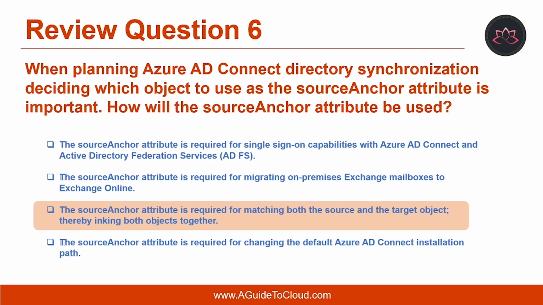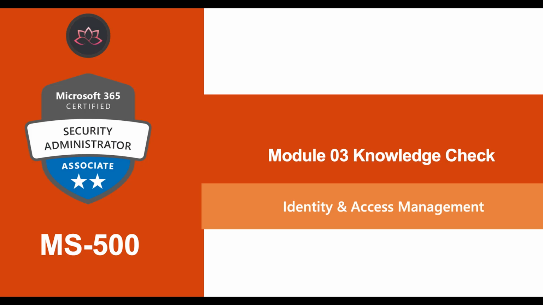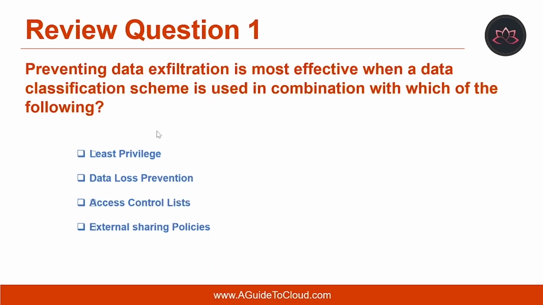In this section, we are going to go through module 3, which is identity and access management review questions. Let's look at the first question. Preventing data exfiltration is most effective when a data classification scheme is used in combination with which of the following? The correct answer is data loss prevention.